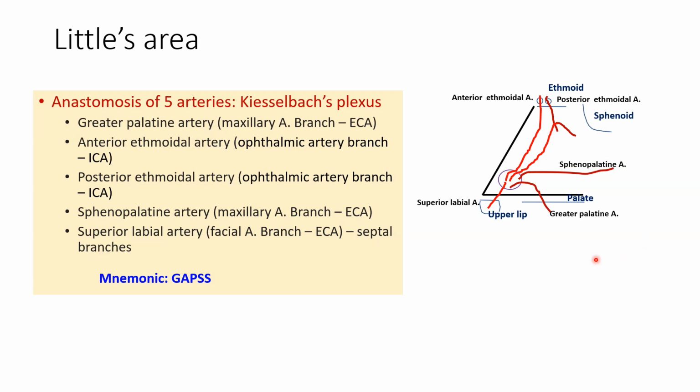Then the branches from the external carotid artery that are contributing are the maxillary artery and the facial artery. From the maxillary artery, there are two branches that are contributing for this plexus. They are the greater palatine artery, and the other one is the sphenopalatine artery. These two are the branches from the maxillary artery. And the third one, which you are seeing here, is the contribution from the facial artery, which gives the superior labial artery in relation with the upper lip. From that, a septal branch arises and contributes for the plexus in the Little's area.